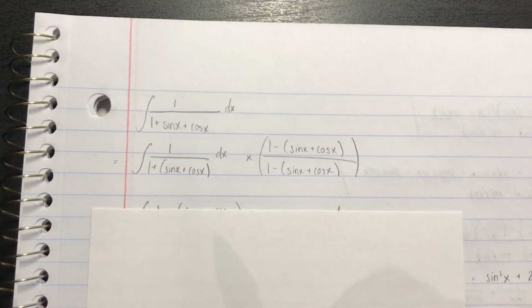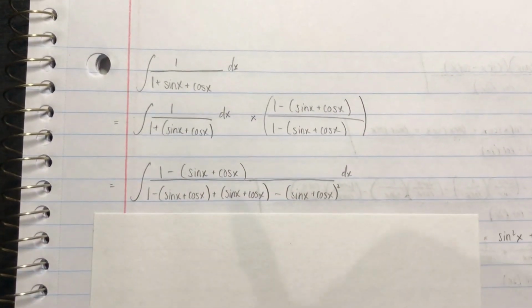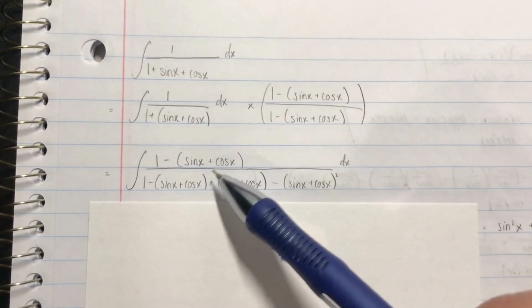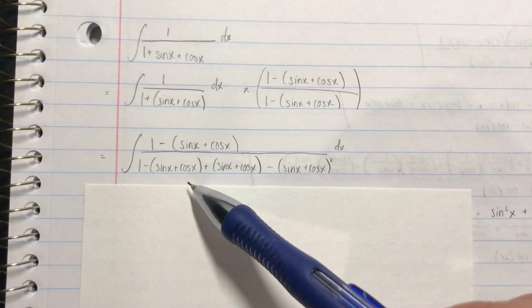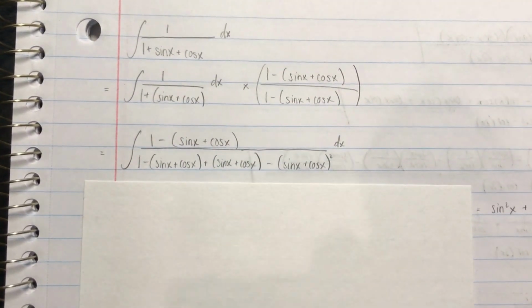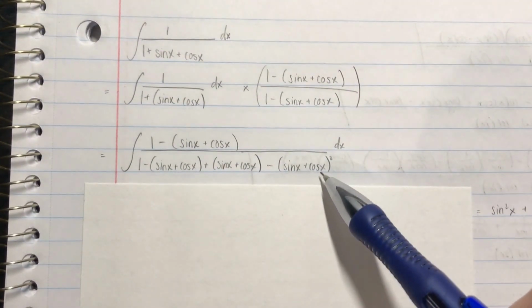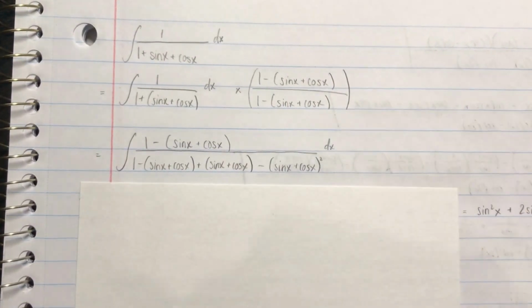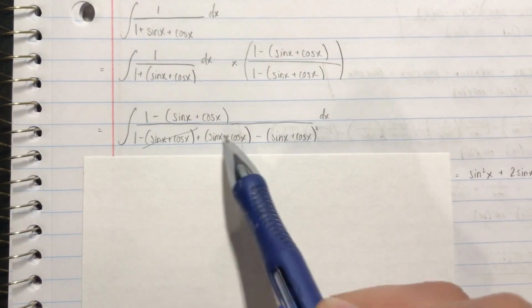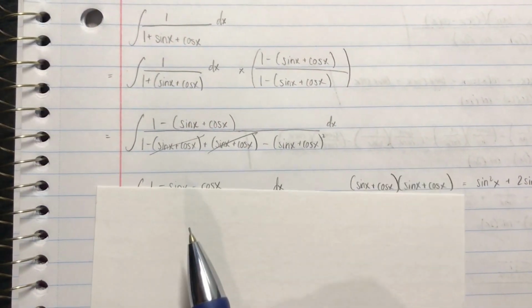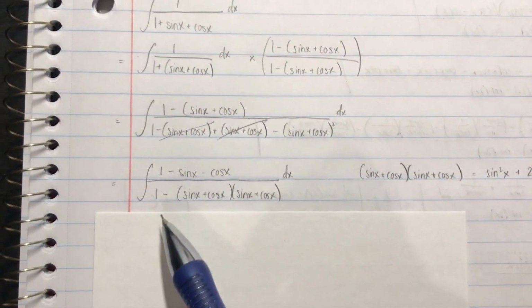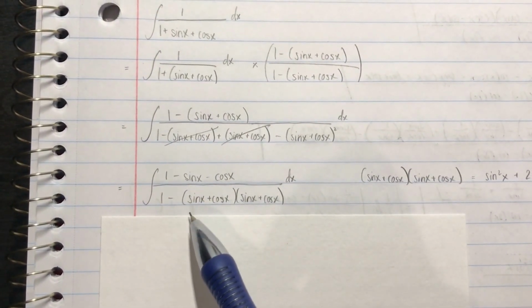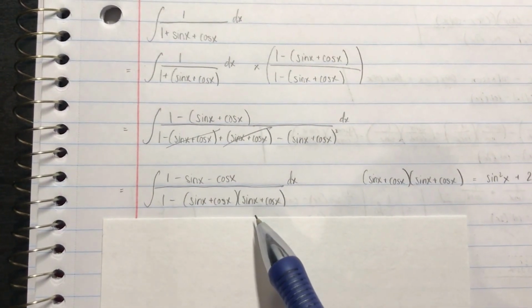After you do all of the distribution, what you should get is 1 minus sine x plus cosine x, over 1 minus sine x plus cosine x, plus sine x plus cosine x minus sine x plus cosine x squared. This is because we had to FOIL the denominator. We see that these two terms are alike, so we can cancel them out, plus and negative. What you're left with is 1 minus sine x minus cosine x over 1 minus sine x plus cosine x times sine x plus cosine x.